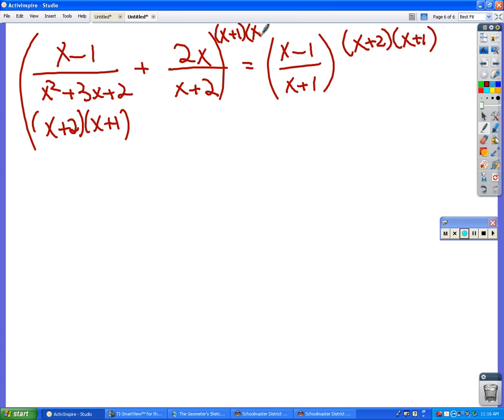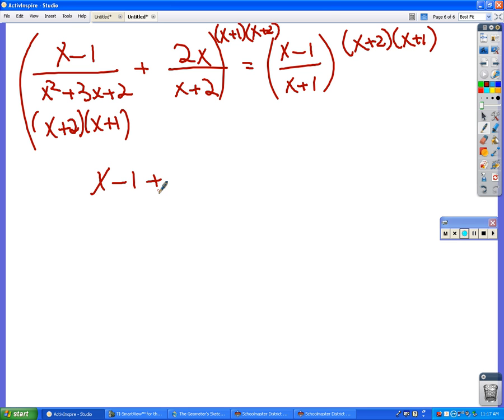Wait, why did we choose 2 and 1? Because that'll get the x plus 1 to cancel, and the x plus 2 to cancel, and the x plus 2 and the x plus 1. Everything will cancel. So the first one here, when I take this term and multiply it by this, the x plus 2 and the x plus 2 cancel, the x plus 1 and the x plus 1 cancel, and so I'm left with x minus 1. Over 1 if you wanted to, but I'm not going to.